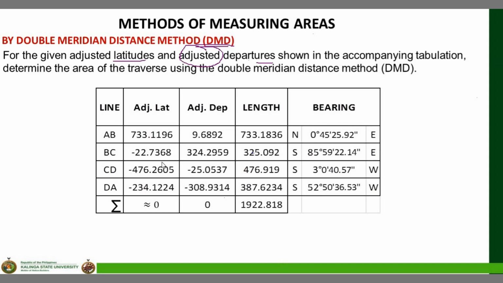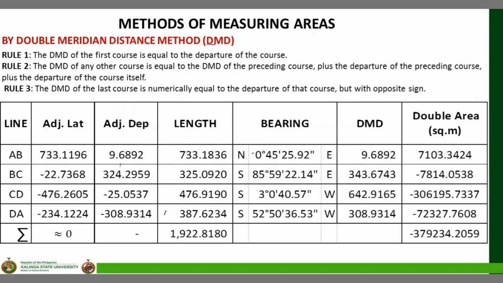Di ba sabi ko sa inyo, if you take the sum of the adjusted latitude, that should equal to 0. Same true with the adjusted departure, that should equal to 0. So going back to this, DMD dapat adjusted ang latitude at departure before you can use this DMD method to determine or to compute the area of a certain lot. So paano ba isosolve ito? This is my answer for this problem. How did I arrive with this DMD and double area?